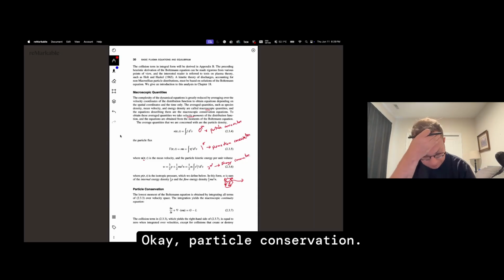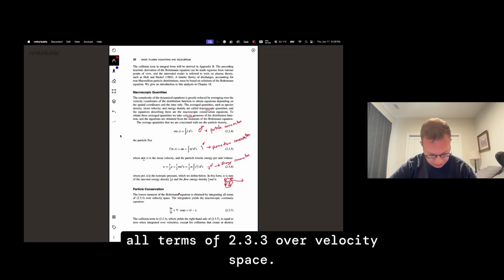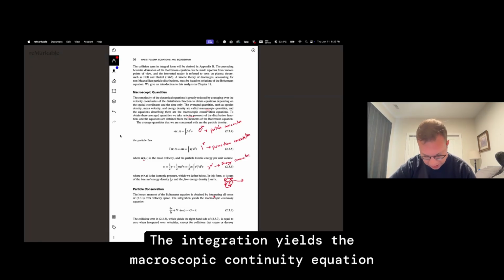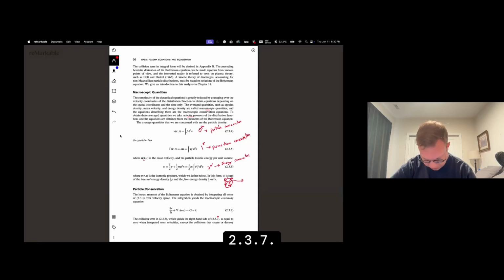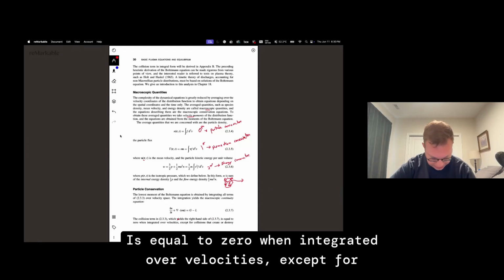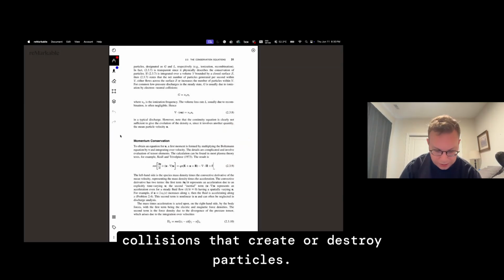Okay, particle conservation. The lowest moment of the Boltzmann equation is obtained by integrating all terms of 2.3.3 over velocity space. The integration yields the macroscopic continuity equation given by 2.3.7. The collision term in 2.3.3, which yields the right-hand side of 2.3.7, is equal to 0 when integrated over velocities, except for collisions that create or destroy particles.